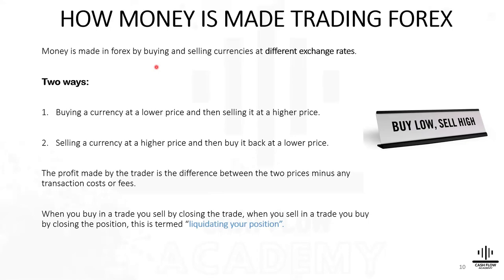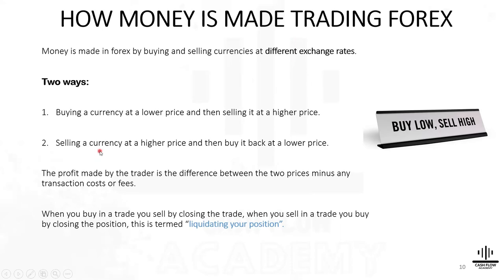Now, there are two ways to make money in Forex. Either you go long or you go short. But these two ways have to be paired with something. So let me explain. Number one, buying a currency at a lower price and then selling it at a higher price. It means that when you are buying a pair, you have to hope that it goes up in value. It's very simple. If I buy an iPhone for $200 and I want to make profit from it, it has to increase in value before I sell it. So you buy low, sell high.